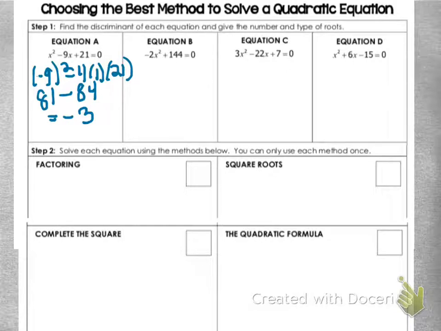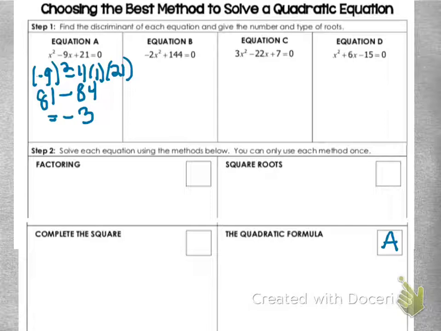So that means that I'm going to have one of those non-real solutions. So I'm not going to use factoring. If this had an even middle term, I would consider completing the square, but it's got a negative 9 there. So I'm definitely going to use the quadratic formula on this one. So that's what I'm going to do here.